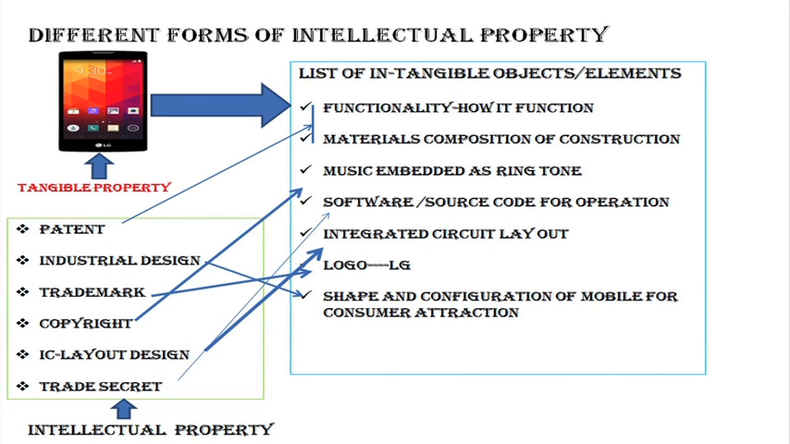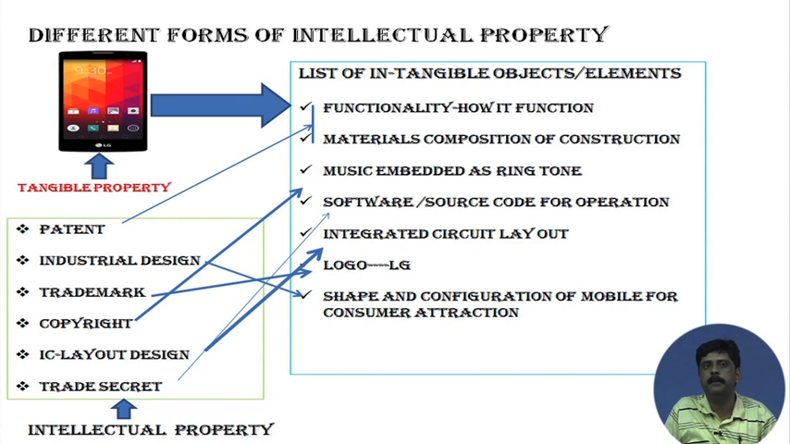So maybe somebody has invented, or maybe n number of persons are involved in respect of functionality. So inventors are getting the rights for what they are inventing, and that is coming in the form of patents. Say a creator is creating a beautiful shape and configuration, that is coming in the form of industrial design. Somebody designed a logo and a company is using that logo, that is coming in the form of a trademark.